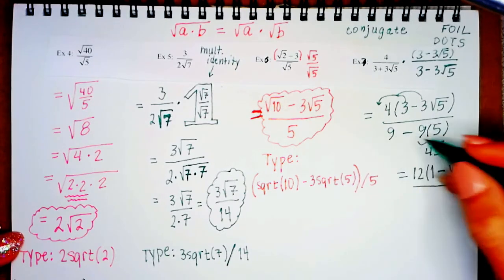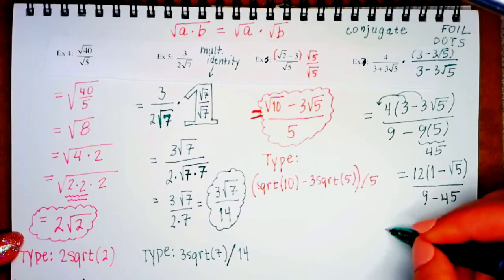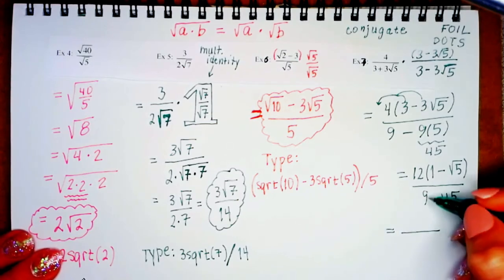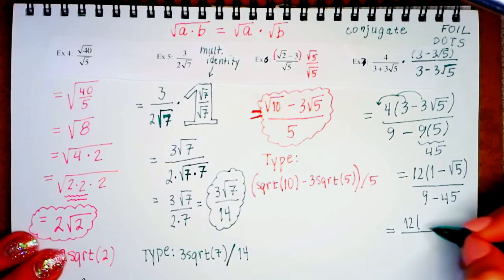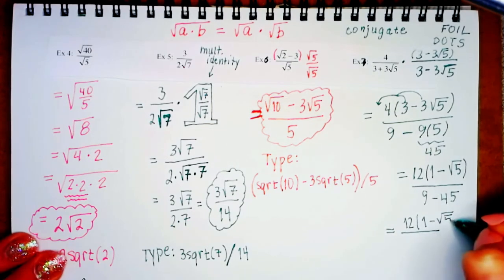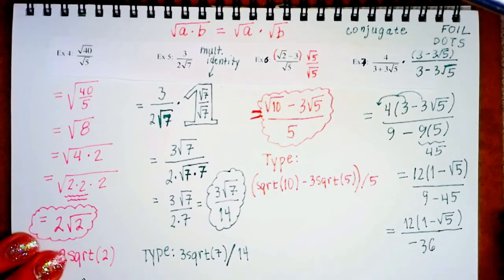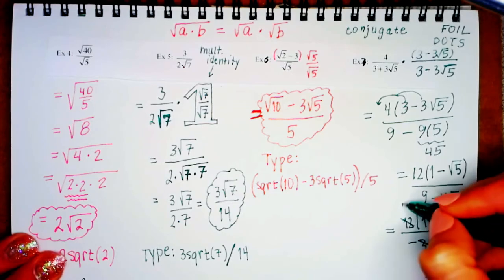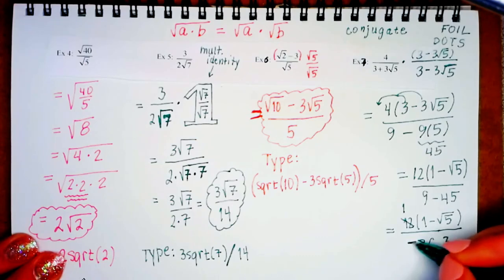over 9 minus 45. And what is 9 minus 45? That equals negative, because we have a small amount of a positive and a lot of a negative. Negative 36. Conveniently, 12 and 36 will reduce and leave me with a 1, which I don't need to really write down, and a 3, but that negative is still there.